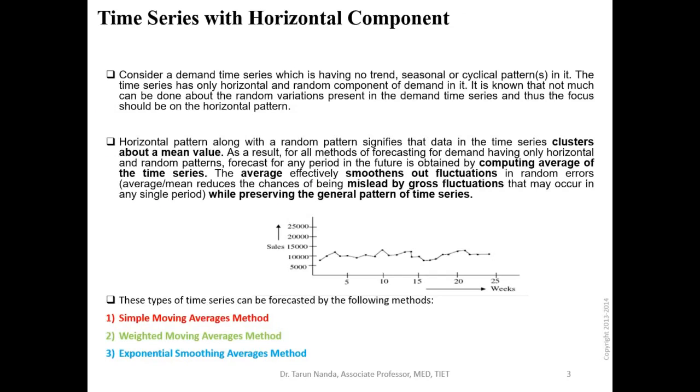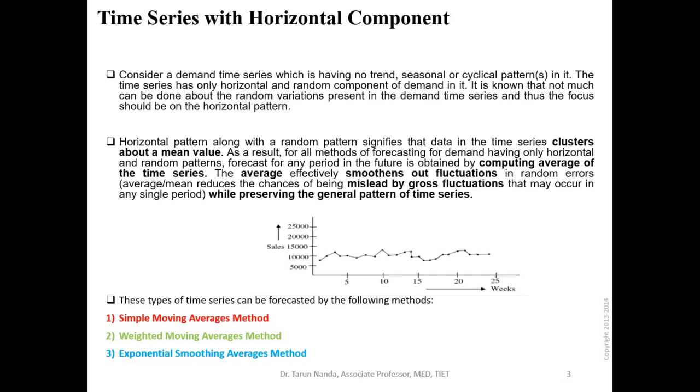So let us consider the past sales of a product whose future demand is to be forecasted, and it is seen that when we see the time series of the past sales of this product, there is no seasonal component, no cyclic component, no trend component present in the time series, and the only two components are the horizontal component and the random component. And so we know that we do not focus on the random component, we cannot do anything about it, so we'll focus mainly on the horizontal component.